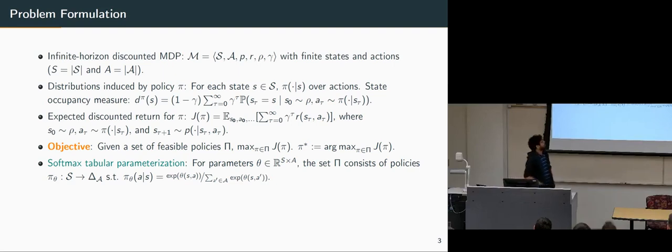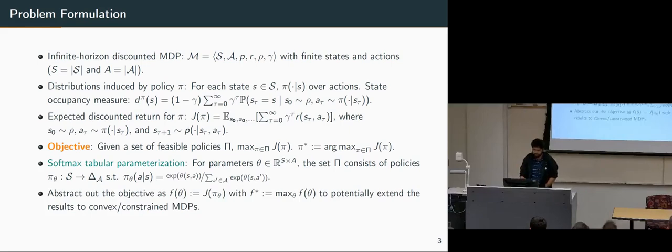For this talk, we are only going to focus on the softmax tabular parameterization, which means that there are S times A parameters theta. The set of policies, capital pi, consists of all these softmax policies where pi of a given s is proportional to the exponential of theta sa. This is the class of problems we want to focus on, and see whether, at least for this class, we can do something practical, or tending towards practical.